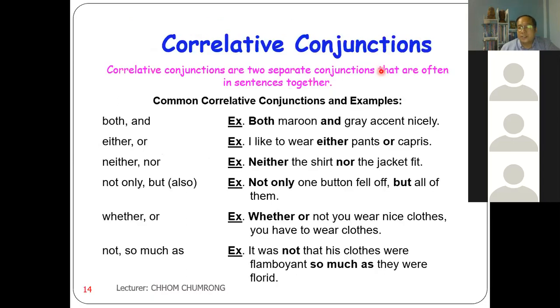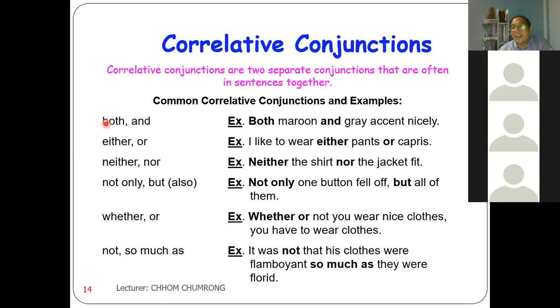Okay, and another one we call correlative conjunction, right? Like both and, either or, neither nor. Usually they come in pairs. So like both and, either or: in British English they pronounce it one way, but Americans pronounce it another way. So you can use any pronunciation, it's up to you. But don't mix American English and British English. You can pronounce either or, neither nor, the same. Not only but also, whether or not, as much as. These are called correlative conjunctions.